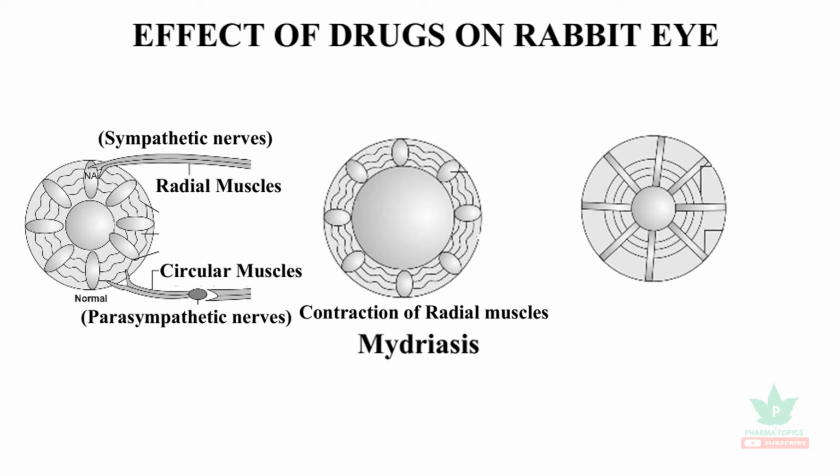Contraction of the radial muscles by sympathetic stimulation or adrenaline causes dilation of pupil or increase in size of the pupil, called mydriasis. And contraction of the circular muscles by parasympathetic nerves or acetylcholine leads to reduction in the size of the pupil, called miosis.